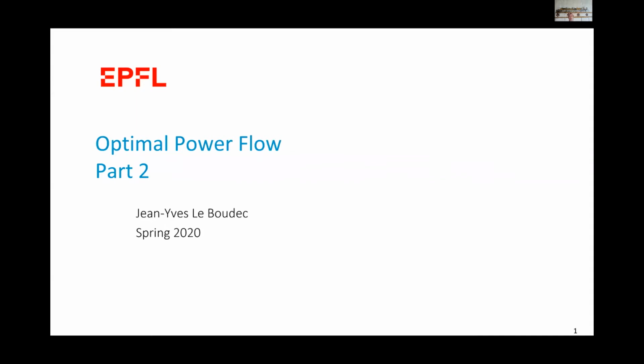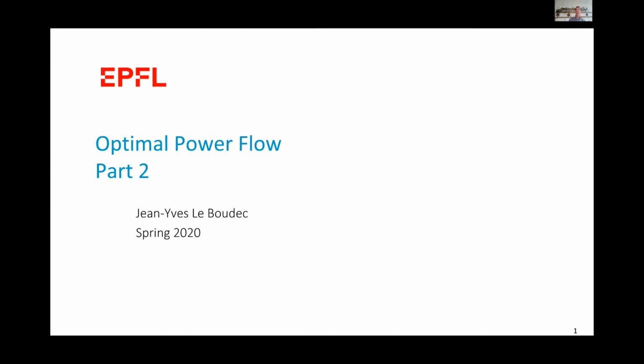So today we will cover the second part of optimal power flow. Last week we saw parts of the optimal power flow problem that are very specific to the modeling of a grid. What we will see today is a bit less specific, but is practically always present when we do an optimal power flow. It has to do with management of uncertainty. So this is the topic for today.